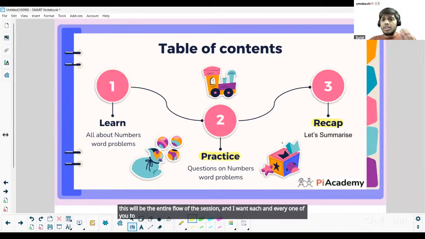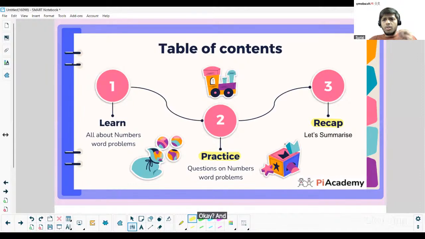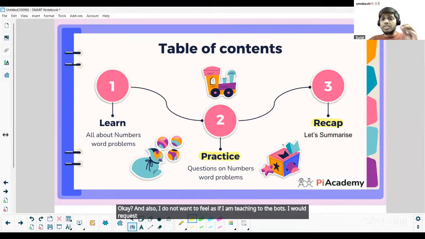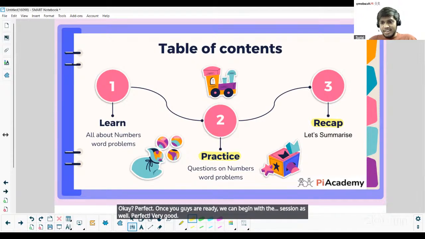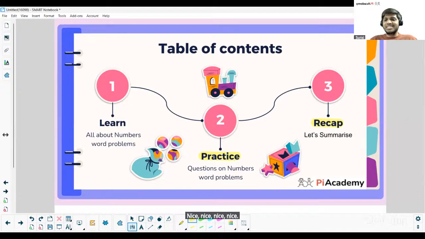I want each and every one of you to make sure that you are ready with your pen and paper. Also, I do not want to feel as if I am teaching to the bots. I would request everyone to please switch on their cameras and quickly flash the pen and the paper that they are carrying right now. Perfect. Once you are ready, we can begin with the session. Very good, Hamza, Kian, Omar. Nice, nice. Well done, guys.